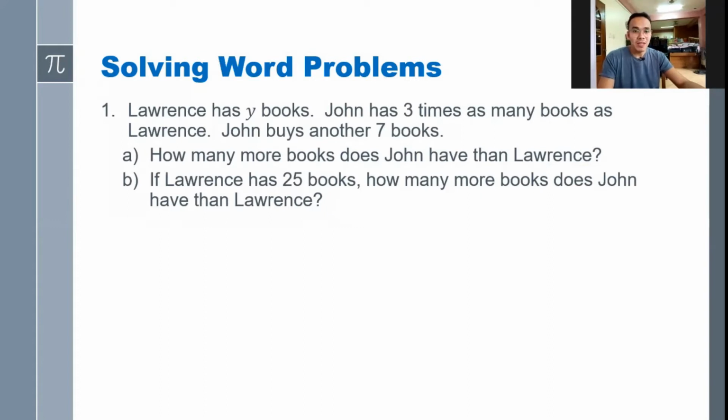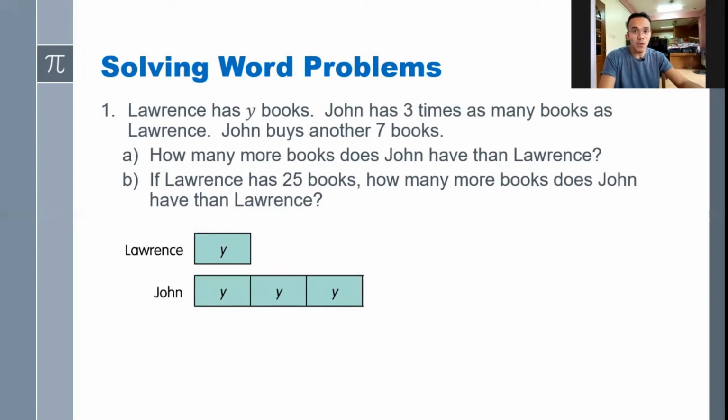The problem says Lawrence has y books. John has 3 times as many books as Lawrence. So we have this model for John. And John buys another 7 books. So we add 7 more books to John's model. How many more books does John have than Lawrence?